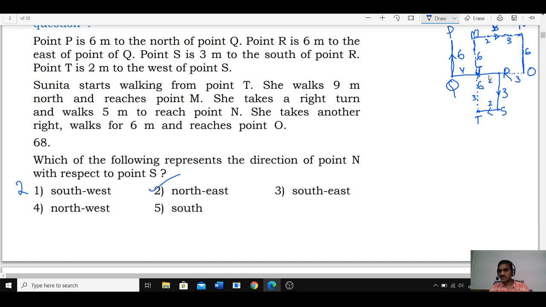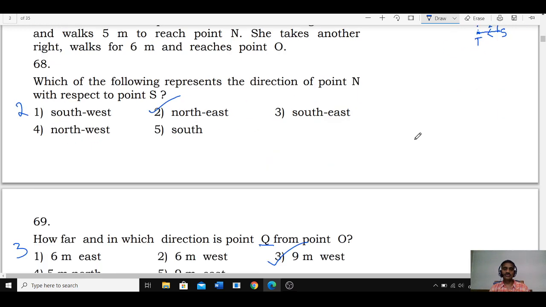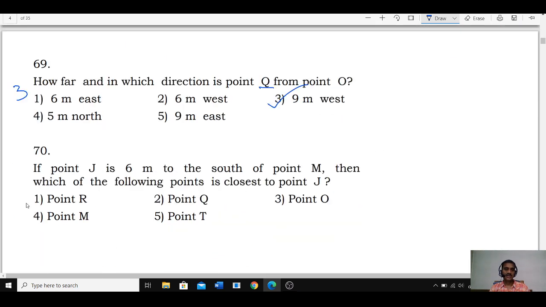R is closest. What is the distance? The distance is only 2 meters. Here the distance is 4 meters. Here 2 meters. Here 3 meters. Which is the closest here? R is the closest, point R, and it is given in choice 1 for 70. 68 to 70, these three are based on directions.